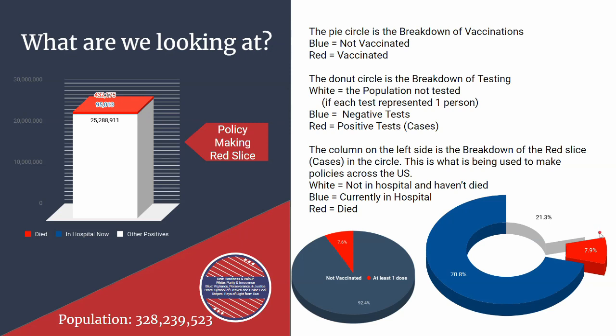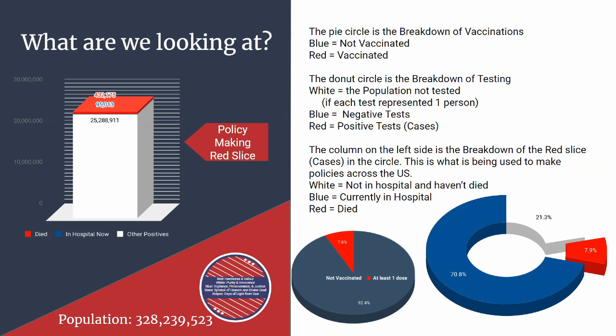We take the data from this red piece of the pie and show how it breaks out on the column on the left side. So the red represents the number of people who have died. Remember, that number also represents people who either died from or died with. Blue is equal to the current people in the hospital at this time. And white are the people that are not hospitalized and haven't died. It's all the other positive tests. Not all states report recovery, so we just grouped all the rest here.